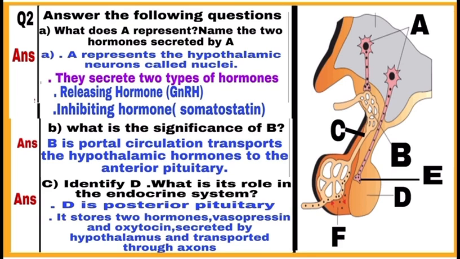Part B. What is the significance of B? B is portal circulation of blood जो hypothalamic hormones को anterior pituitary तक ट्रांसपोर्ट करने में हेल्प करता है. Part C. Identify D. What is its role in the endocrine system? D is posterior pituitary जो two hormones vasopressin and oxytocin को स्टोर करता है. These two hormones are secreted by hypothalamus and are transported through axons to posterior pituitary and stored there.